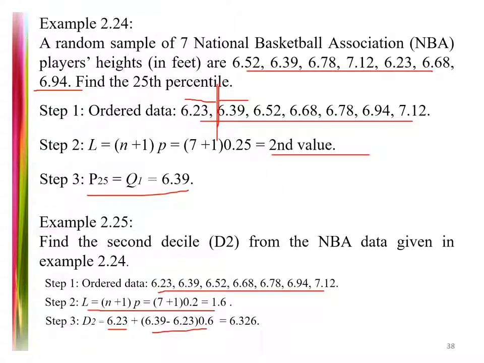Okay, so actually this is what we call the interpolate method. In this case, first you have to locate the 1.6th position: the first observation, plus the second observation minus the first observation, multiplied by the remaining decimal 0.6. That's it.